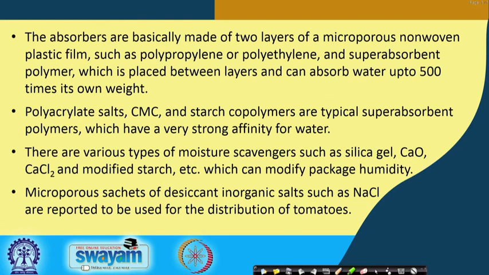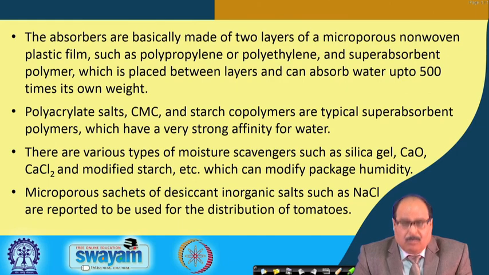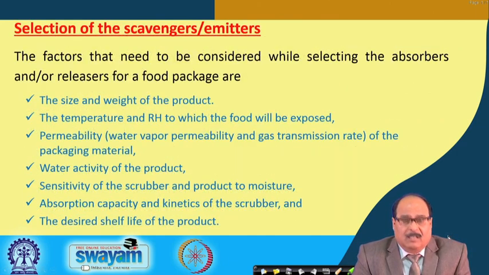Polyacrylate salts, CMC and starch copolymers are typically used super absorbers. They have a very strong affinity for water. There are various types of moisture scavengers such as silica gel, calcium oxide, calcium chloride and modified starch, etc., which can modify package humidity. Microporous sachets of desiccant inorganic salts such as sodium chloride are reported to be used for the distribution of tomatoes, etc., in several cases.